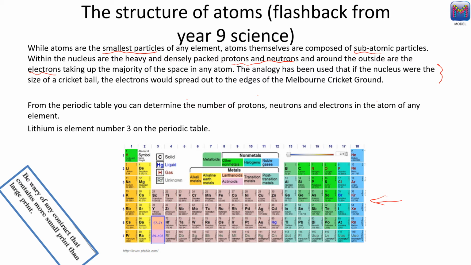What's in between the nucleus and the electrons? Absolutely nothing. It is nothing in that space. It is mostly empty space, kind of like a vacuum. There is nothing between the nucleus and the electrons around the outside.